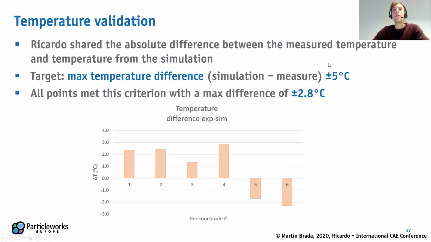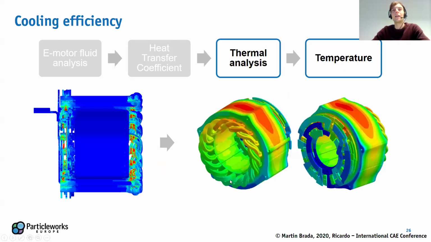The objective was actually to have a 5-degree gap between thermocouples and simulation results. As you can see, for the 6 thermocouples, we actually achieved a much better agreement. All points matched the criterion, and the max gap between experimental and simulation was actually 2.8 degrees. So over 6 different locations, we could then see a good 3D distribution of temperature and oil.